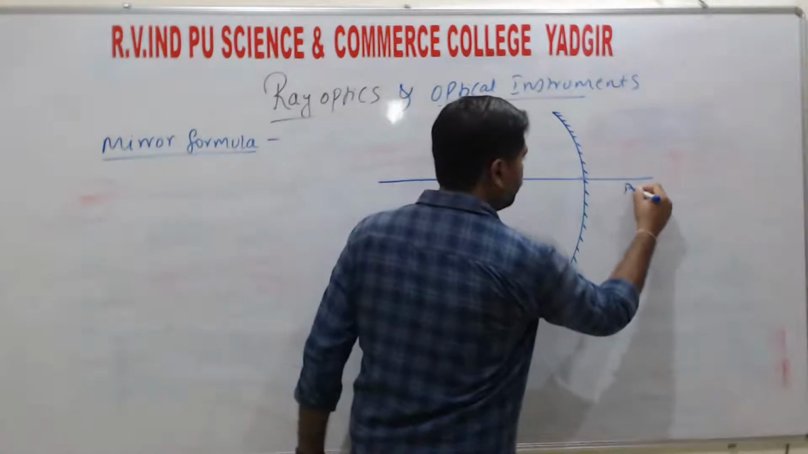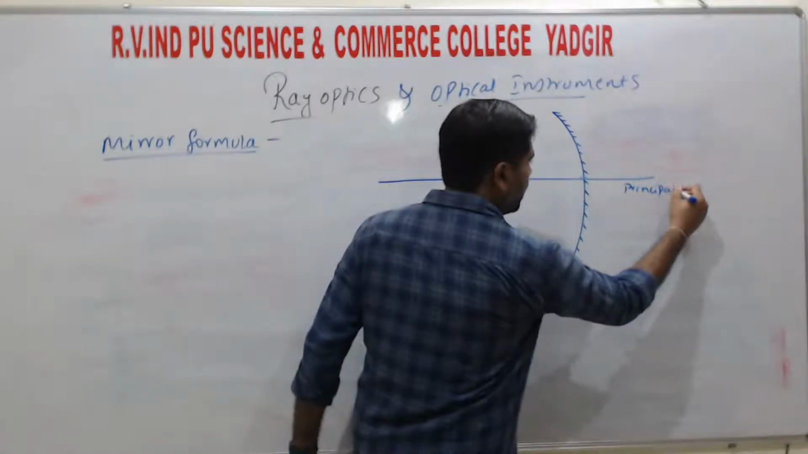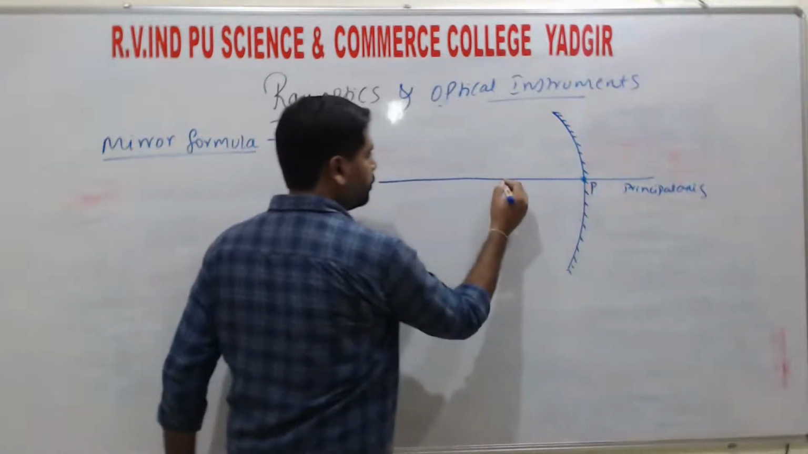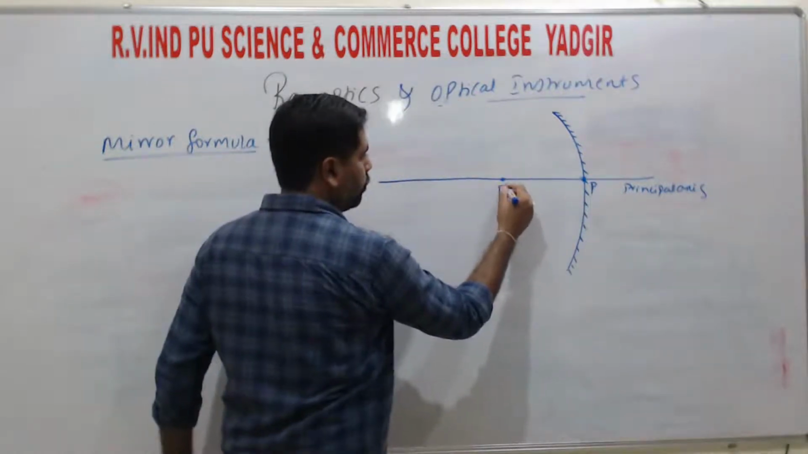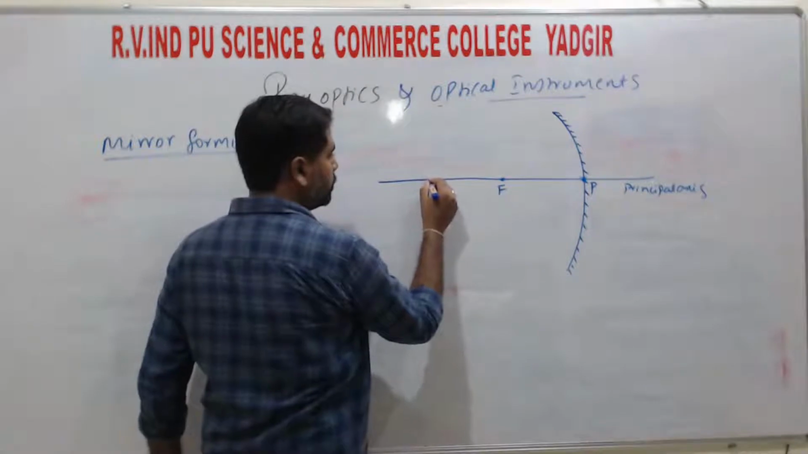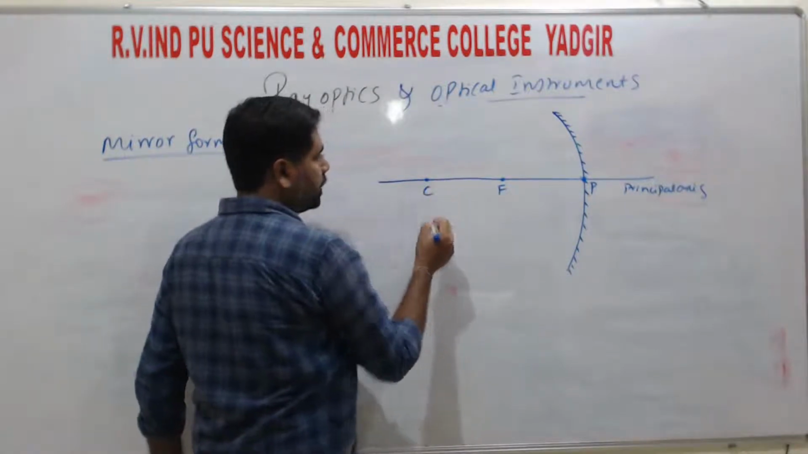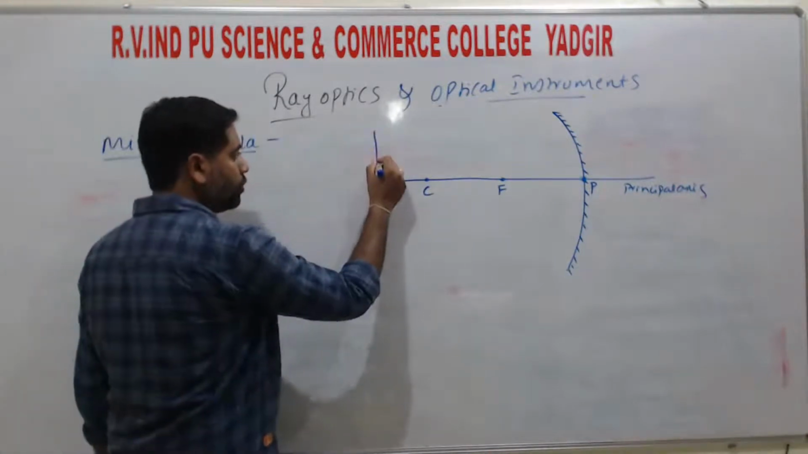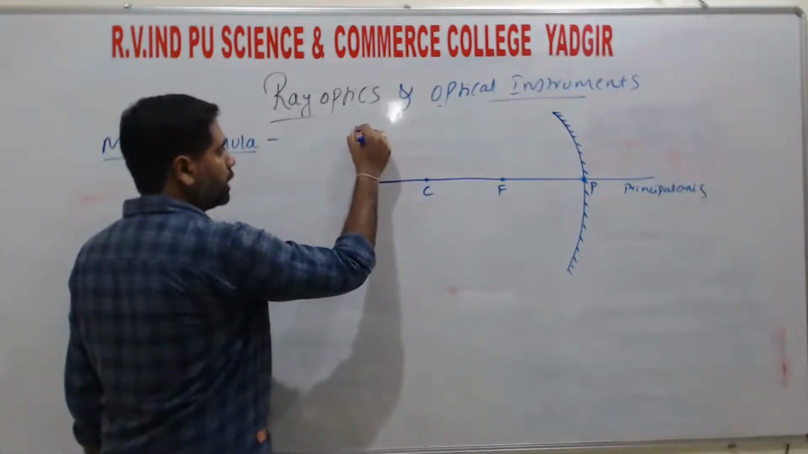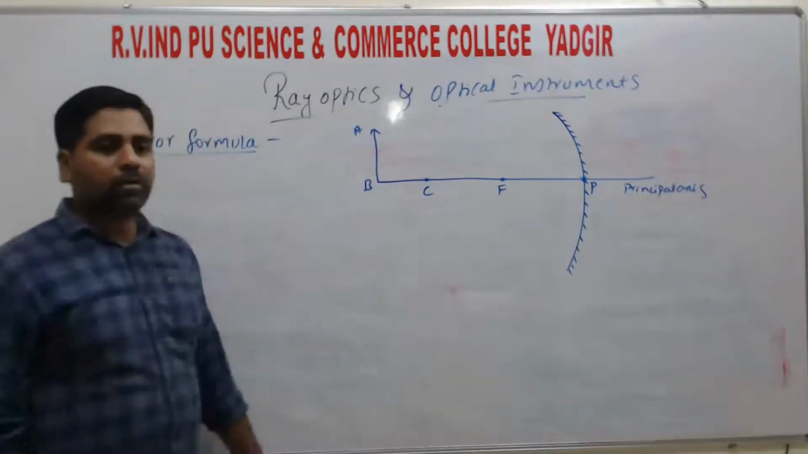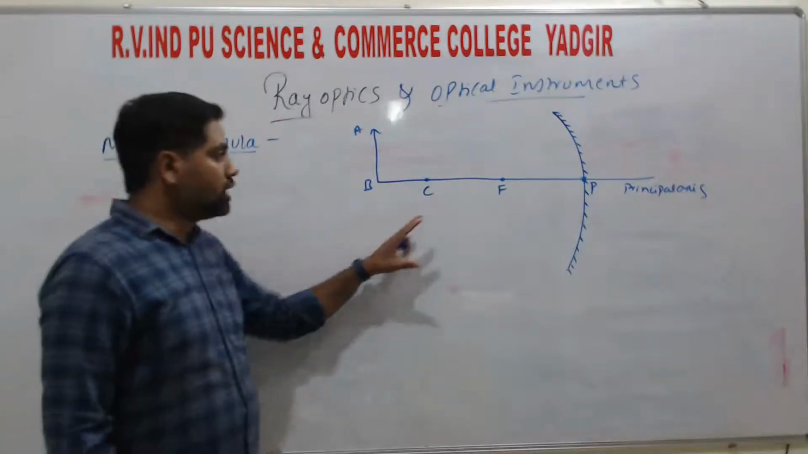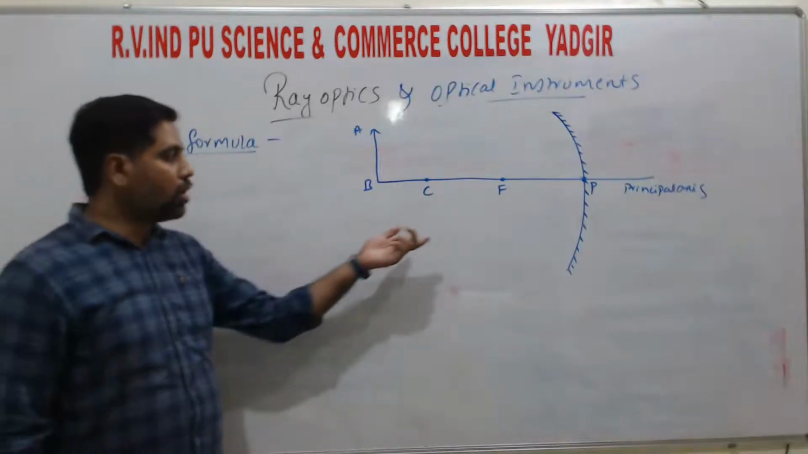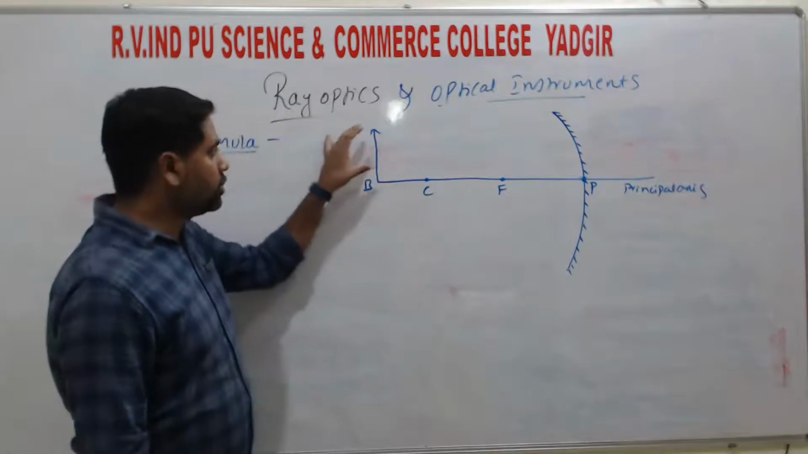So here also we consider a mirror. This is the principal axis, and here is the pole P, focus F, center of curvature C, right? Considering an object AB, to construct an image we need a minimum of two rays to draw or plot the image, right? So this one is the object.